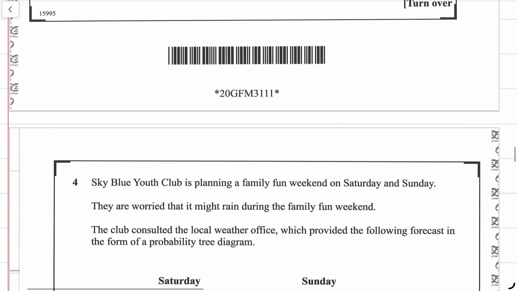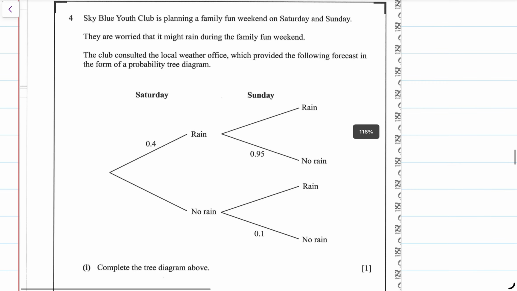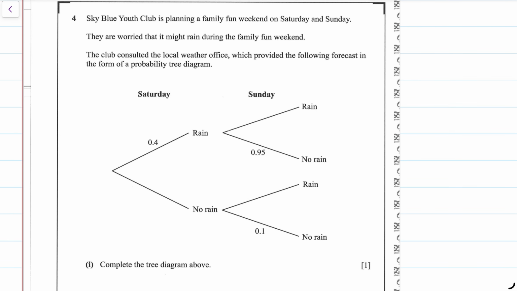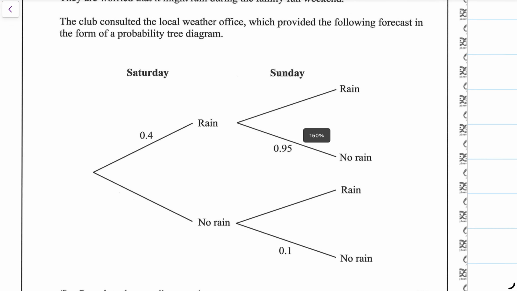Okay, lovely wee tree diagram question coming up. Okay, Sky Blue Youth Club is planning a family fun weekend on Saturday and Sunday. They are worried that it might rain during the family fun weekend. The club consulted local weather forecasts, which provided the following forecast in the form of probability tree diagram.